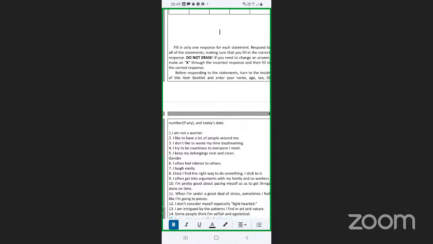Next. Okay, so the first statement is I am not a worrier. Second is I like to have a lot of people around me. Third, I don't like to waste my time daydreaming. Fourth, I try to be courteous to everyone I meet. Fifth, I keep my belongings neat and clean. So these are the 5 questions or 5 statements.